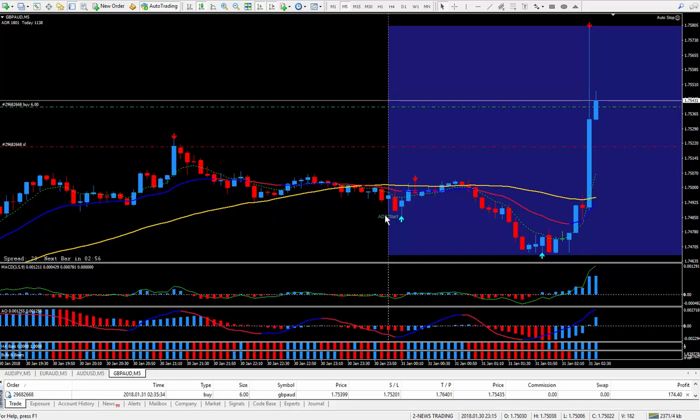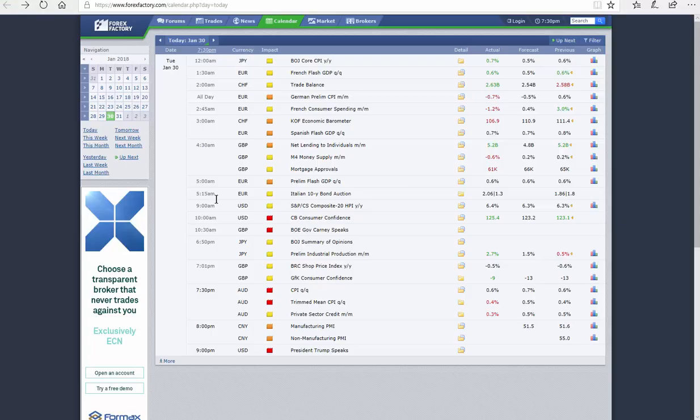I'm trading just shortly after the news. The news is the Aussie News Consumer Price Index right here, and this trim mean CPI, quarter over quarter, Tuesday, January the 30th.